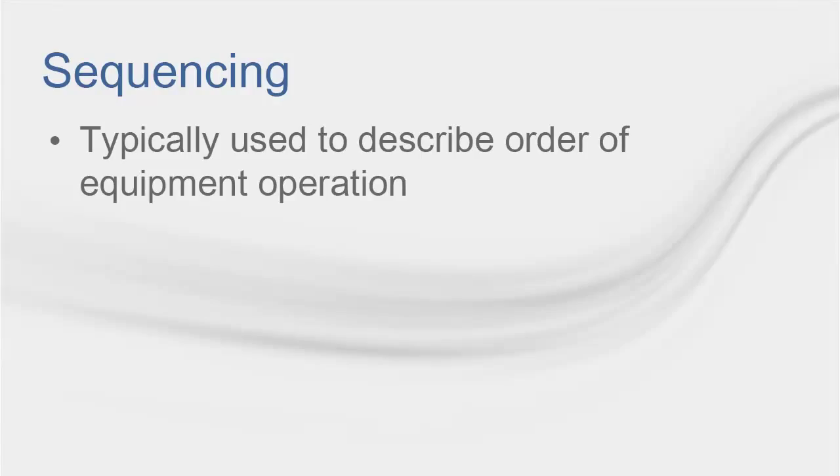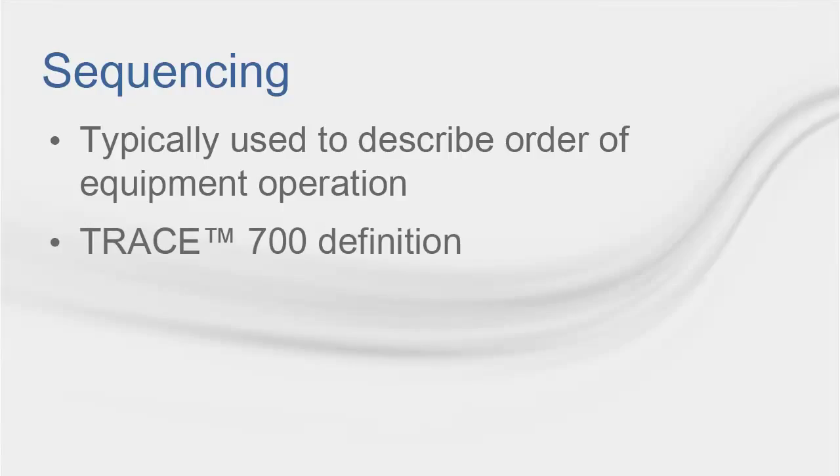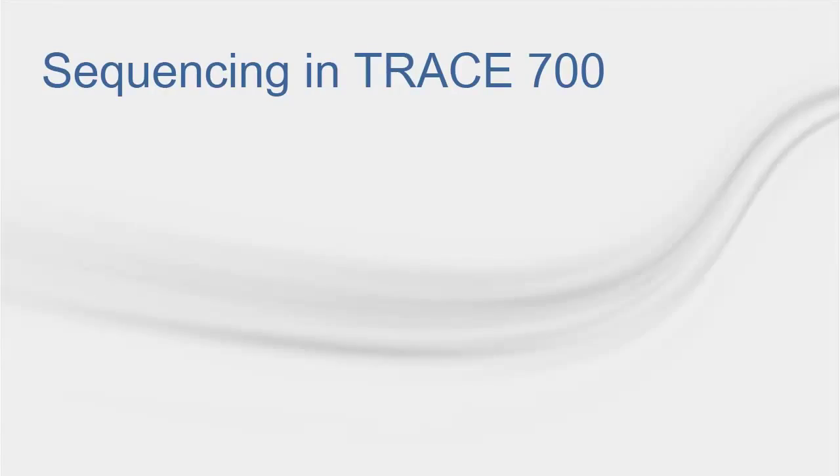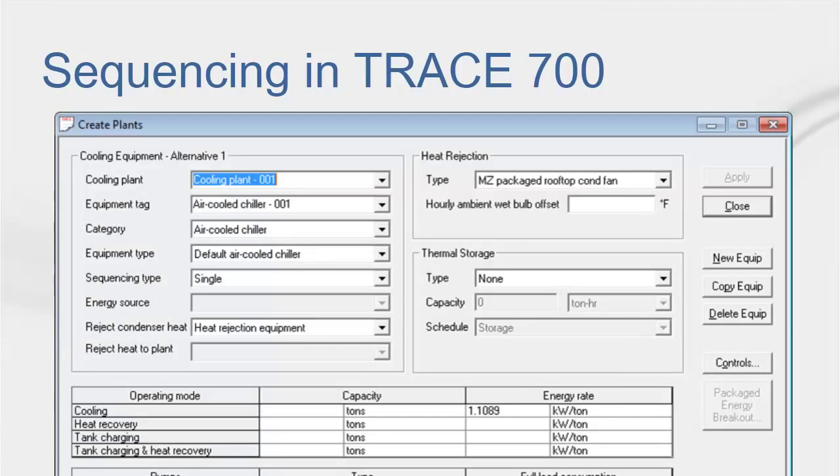In common practice, the term sequencing is used to describe the order in which equipment operates or is staged. In Trace language, we use it to connote two different ideas. The section where it is most commonly encountered is on the Cooling Equipment tab of Create Plants. There is a sequencing type field which defines the hydronic arrangement of your cooling equipment. Simplified, this defines how the cooling equipment operates and handles the load, or interacts and shares the load with each other in cases of multiple pieces of equipment within a single plant.